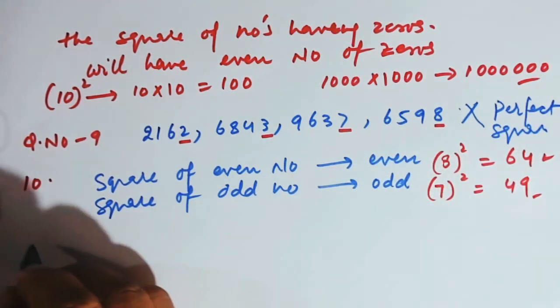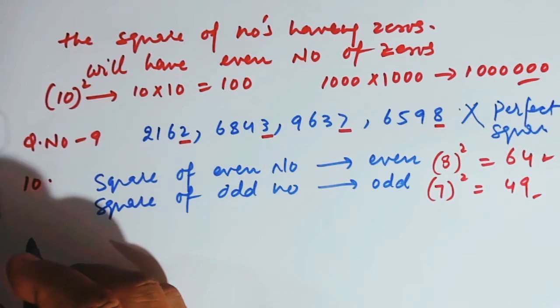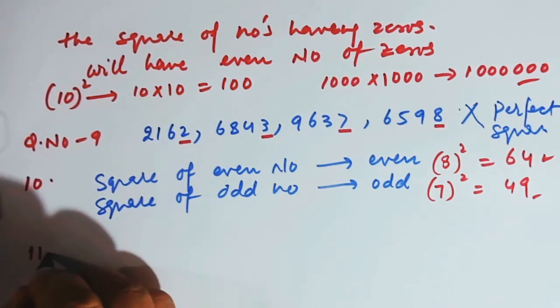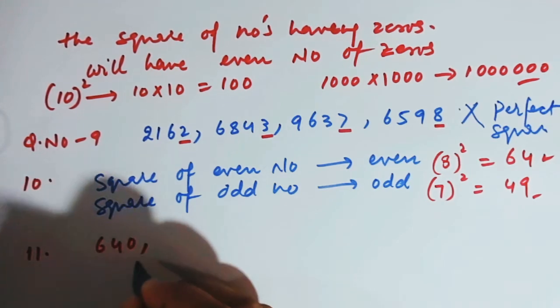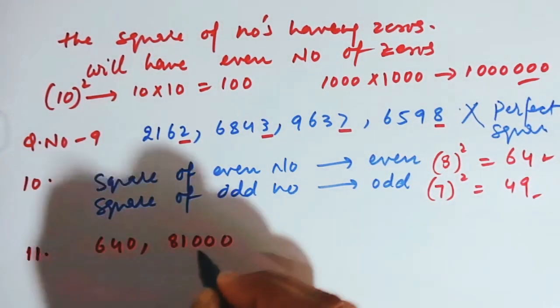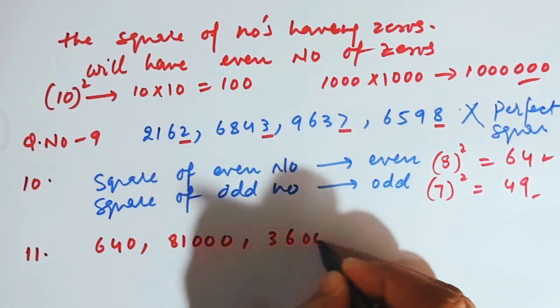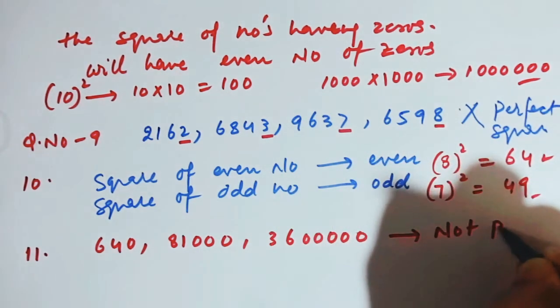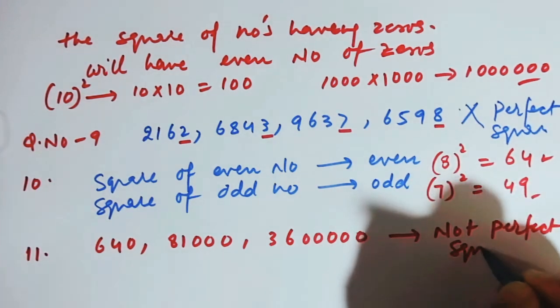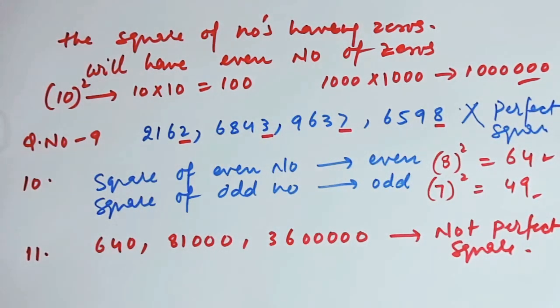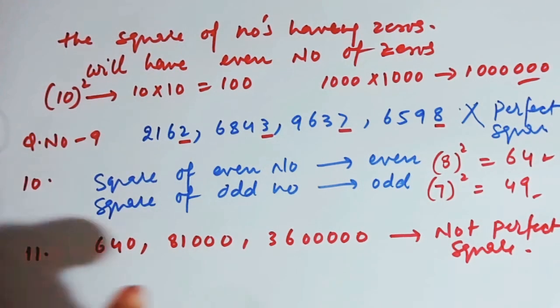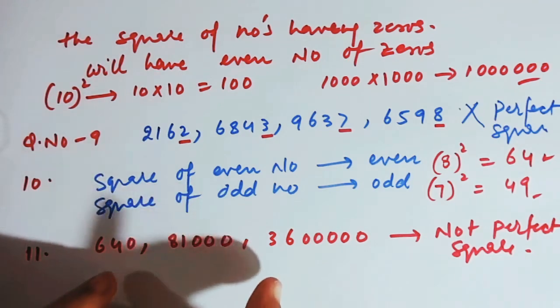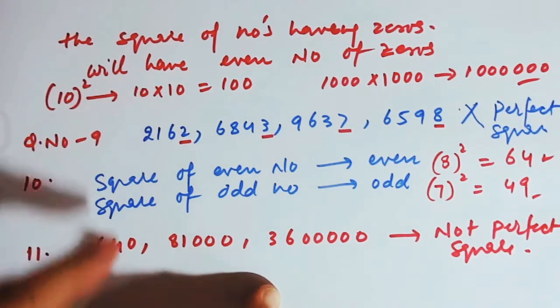Give a reason in number 11 to show that none of the numbers 640, 81000 or 360000 are perfect squares. They cannot be perfect squares. Can't you see how these people are fooling us every time? The same question they have repeated, but in another way. That is why you cannot ignore this. Here they have given it directly, here they have given it indirectly.